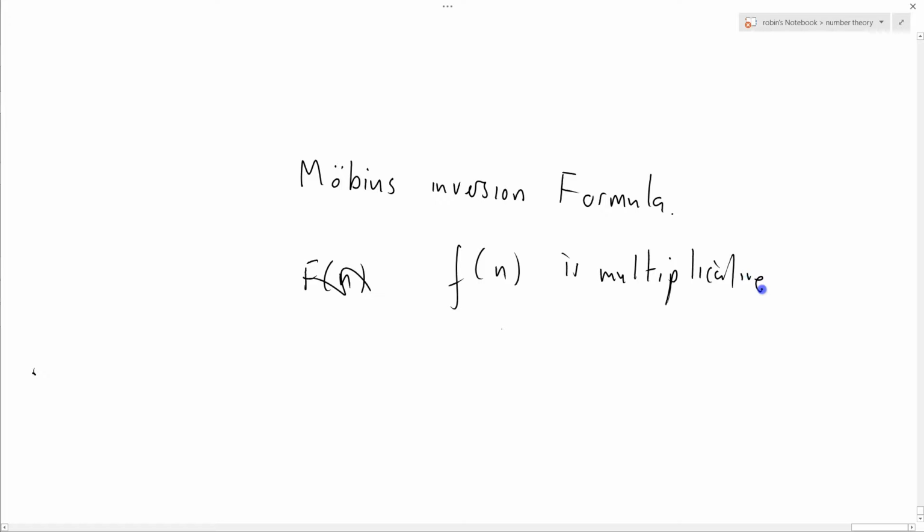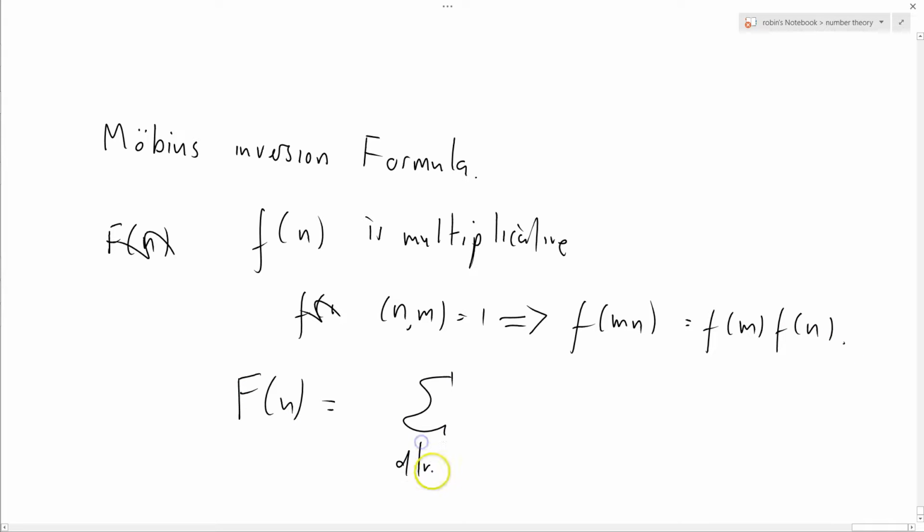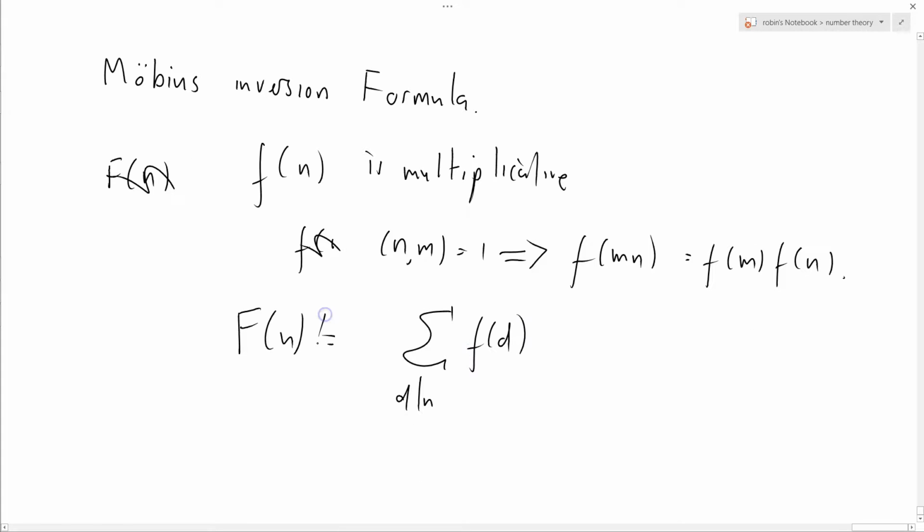What that means is that n and m coprime implies f of mn equals f of m f of n. We've also got capital F of n equals the sum over d divides n of little f of d. So there's the relationship between the uppercase F and the lowercase f.